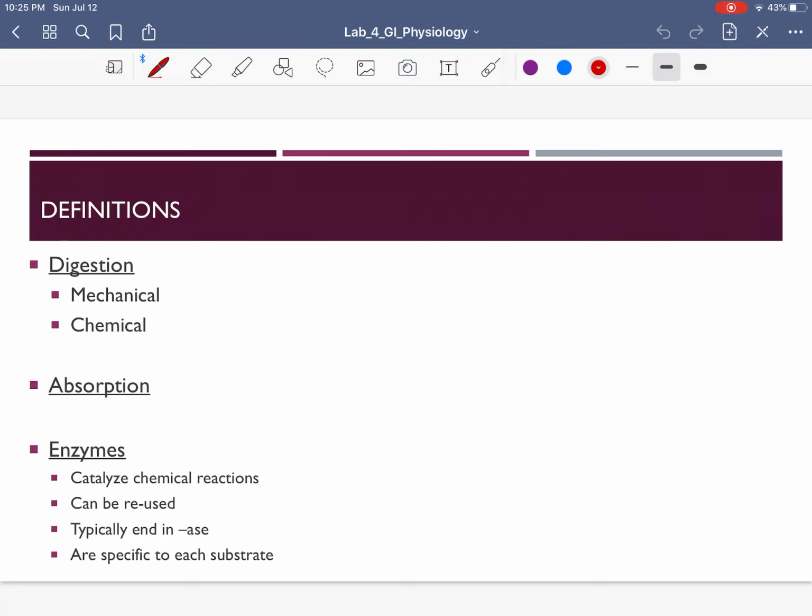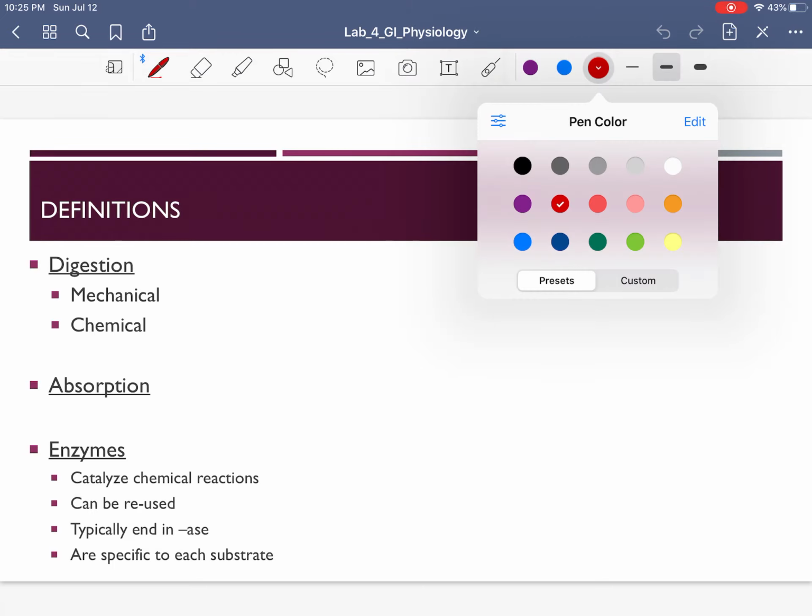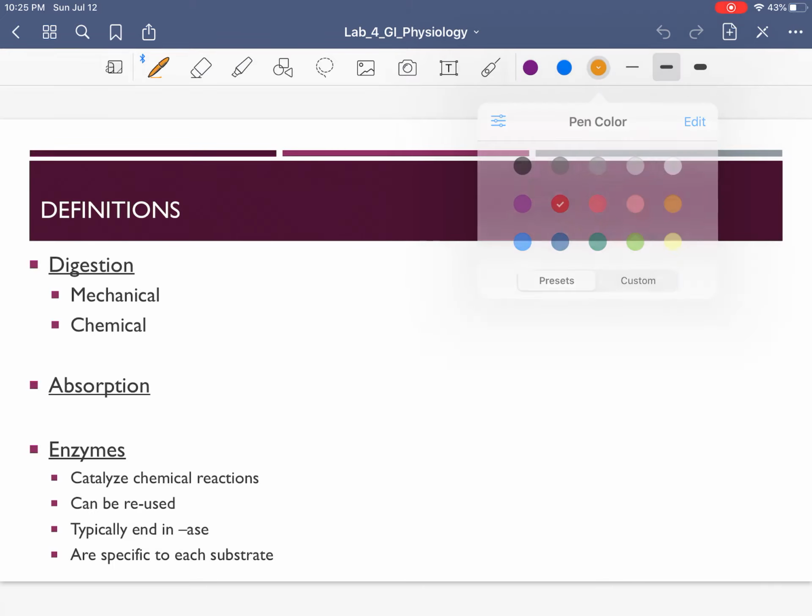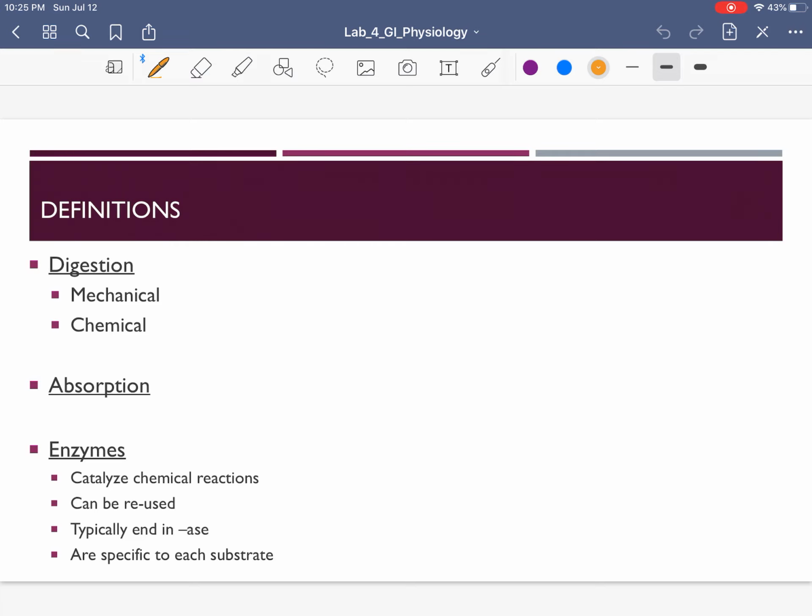Okay, make sure that you review some definitions. Let's go with orange. I like orange. Make sure you review the definition for digestion as it relates to our digestive system. We may recall from lecture, digest means to break down. So we bring in big chunks of food, but we want to break them down into smaller pieces, and that is called digestion. We can perform digestion two ways.